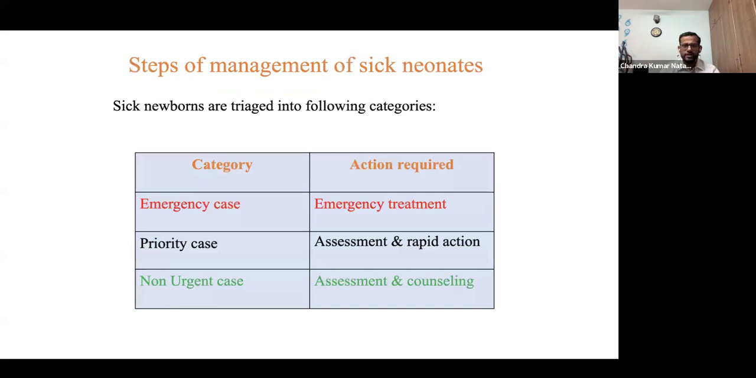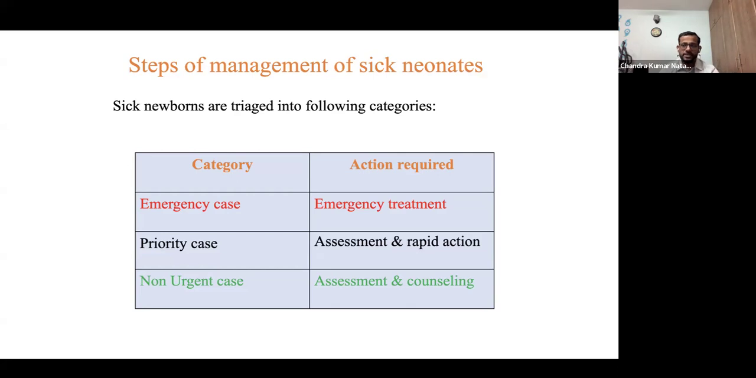Usually, neonates are triaged into the following categories. You classify them into emergency, priority, and non-urgent, E, P and N. An emergency case requires immediate emergency treatment. A priority case requires an assessment and a rapid action, so they will give some time for you to assess and then start treatment.